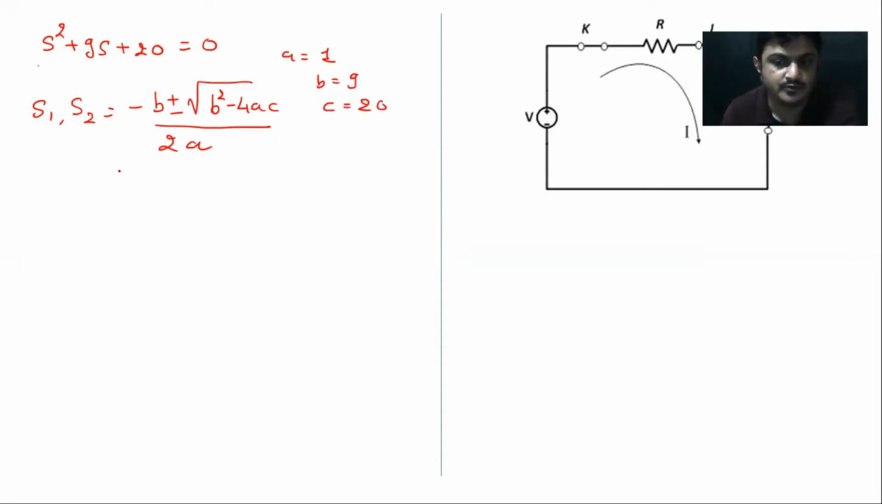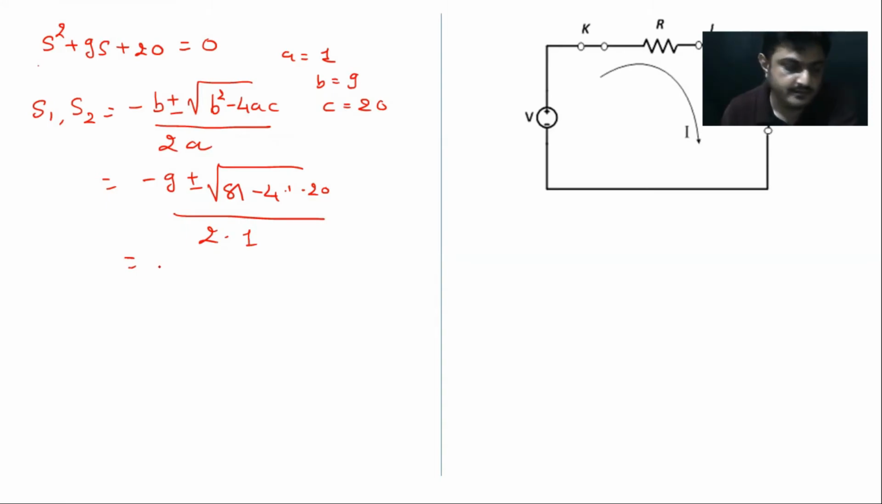C is equal to 20. So you put this into the equation, you will get minus 9 plus or minus, 9 nines are 81, so I will get minus 81, then 4 into a, that is 1, and c, that is 20, divided by 2 into 1. If I further simplify this, I will get the roots of the characteristic equation, that is minus 4 and minus 5. So my S1 and S2 values are minus 4 and minus 5. So here I will get two roots, minus 4 as well as minus 5.